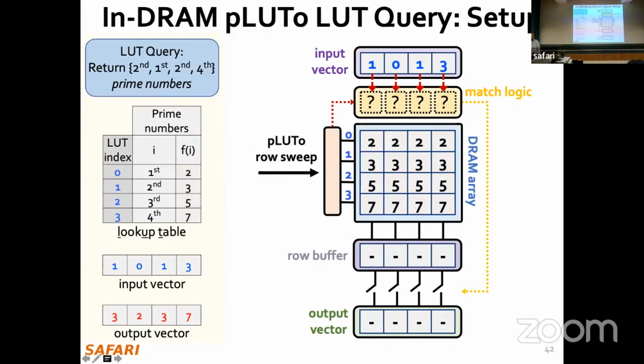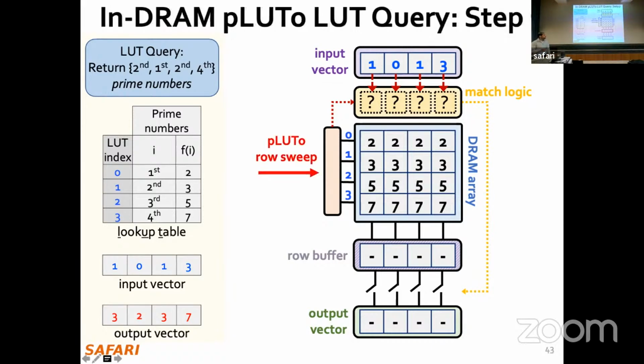So how all of this is going to work, how the pLUTo LUT query operation is going to work, is via a new DRAM command that you are implementing, called the pLUTo row sweep operation, which has the ability to activate subsequent DRAM rows with a single DRAM command. So let's illustrate how this is going to work.